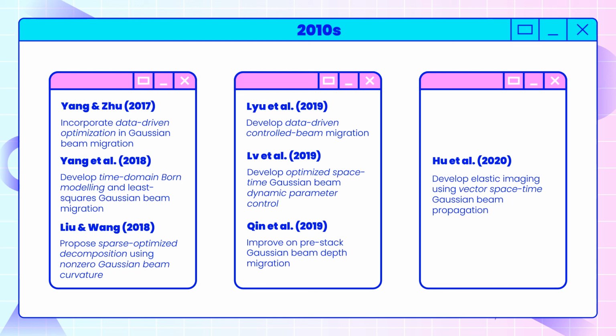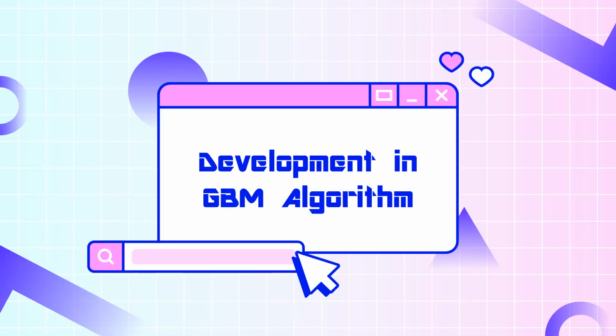And lastly, Hu et al. in 2020 developed a two-dimensional elastic imaging method using vector space-time Gaussian beam propagation operators.